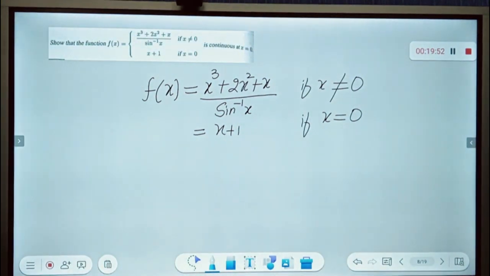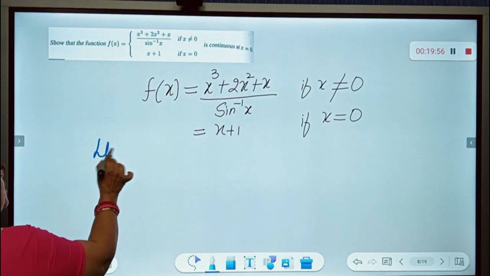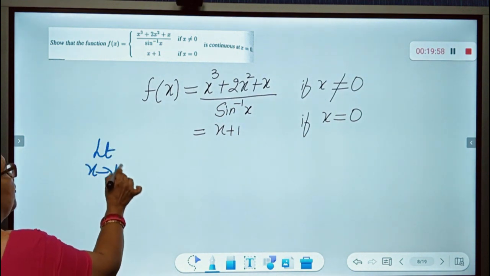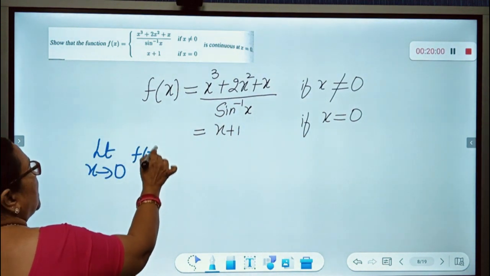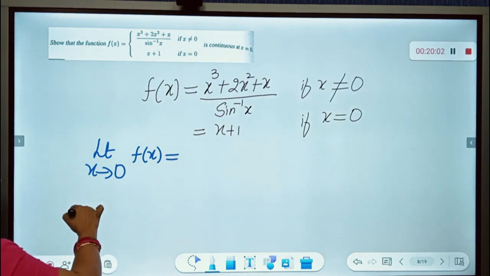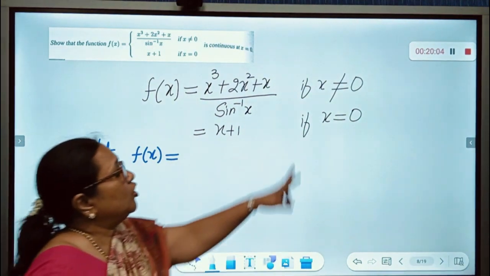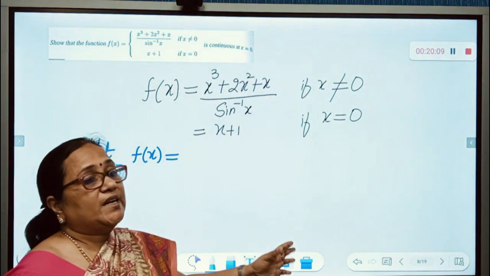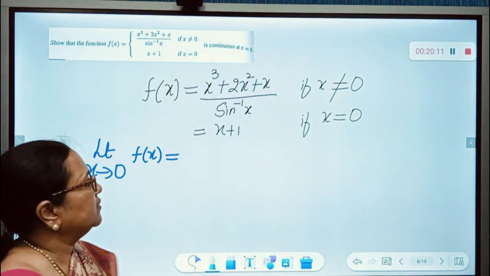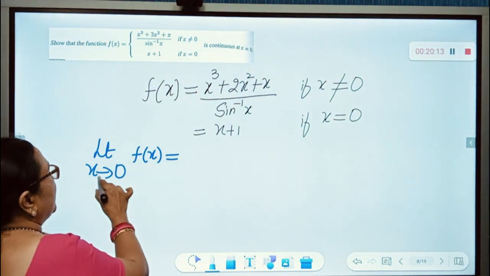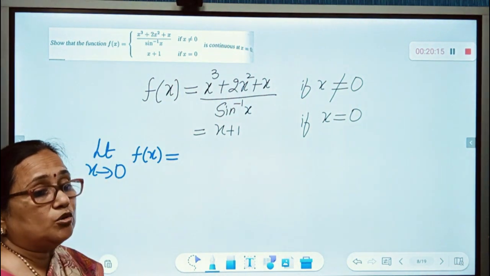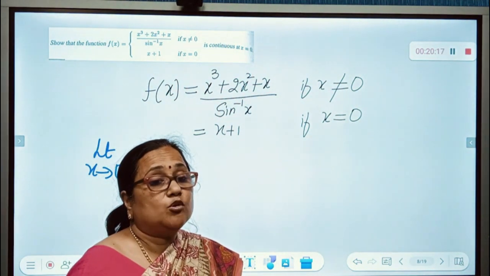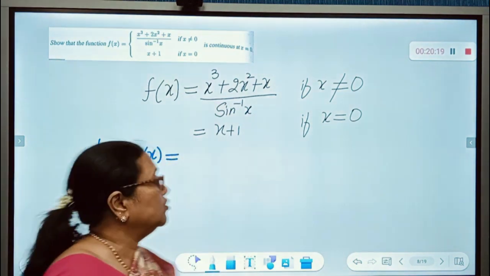Now look at this problem. The limit as x tends to 0 of f(x). I am not writing left hand limit and right hand limit now, because I have already told you that when x is not equal to 0, if the function is defined to be the same function, then the right hand limit is equal to the left hand limit. Because whenever you say x tends to 0, x is never equal to 0, x only takes values closer and closer to 0.